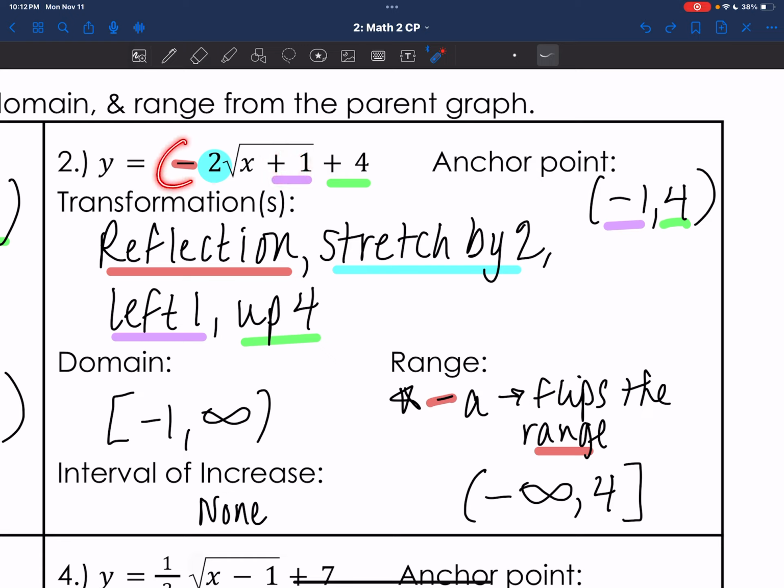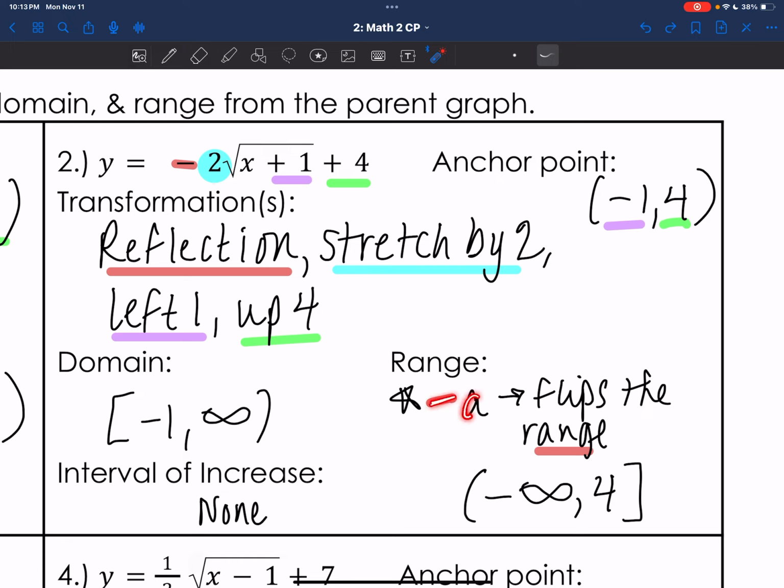So this guy right here means it's a reflection over the x-axis. And then this means it's a stretch by 2. And like we said here, you're actually going left 1 and you're going to go up 4. So your anchor point, which is your h and k, that's negative 1, 4. So your domain, you're going to use your h, and that's going to include that, and it goes to infinity. And then your range, here's where it gets tricky.